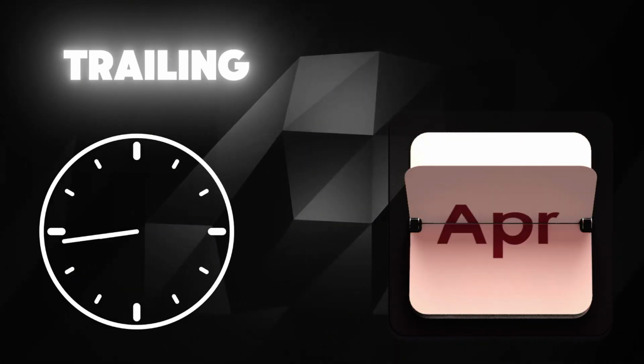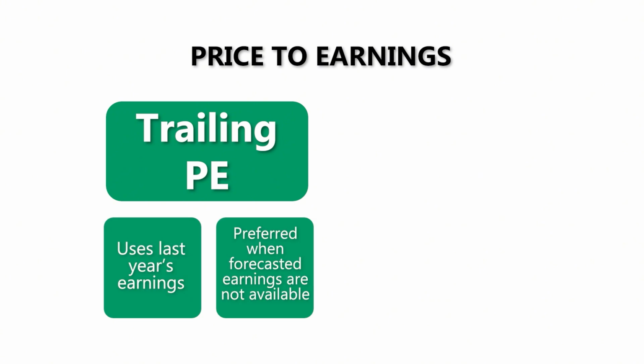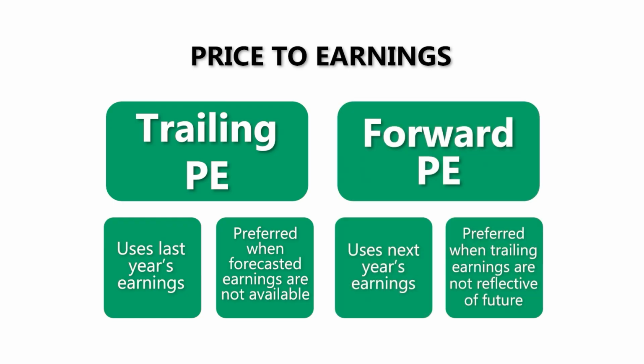There are 2 main types of PE ratios, the trailing PE ratio and the forward PE ratio. The trailing PE ratio looks at the company's earnings over the past 12 months. It's backward looking, so it tells you what the company has done. The forward PE ratio, on the other hand, is based on the company's projected earnings for the next 12 months. It's forward-looking, so it's more about what investors expect the company to do in the future.